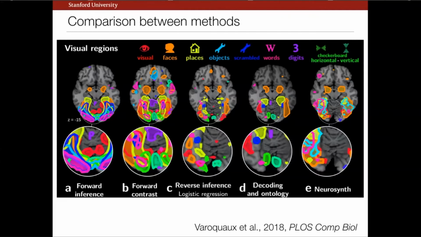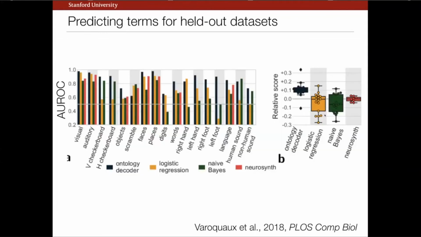And Neurosynth also doesn't cover all of the concepts that we might want. So the basic idea is, given a particular data set, can you train on a subset of the data sets and then predict the presence or absence of a particular cognitive function using the classifier, using the decoder.